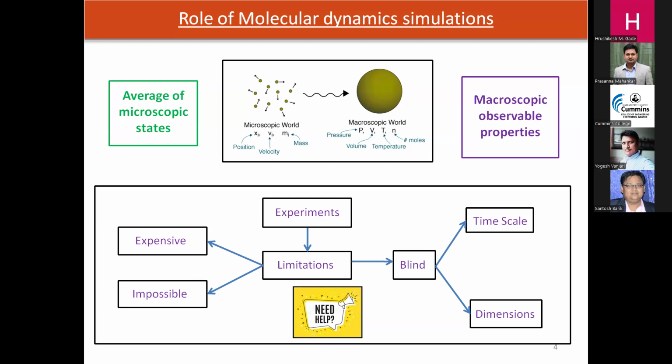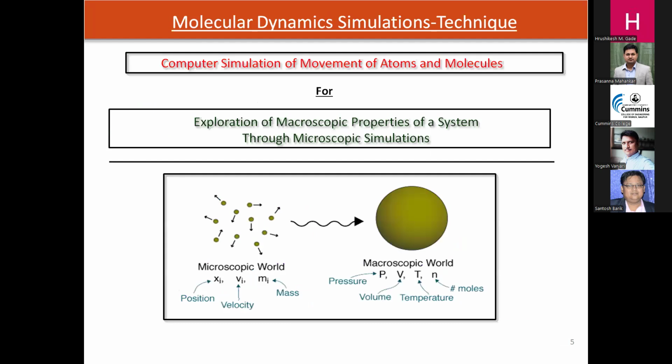Also, in terms of experiments, there are certain limitations, like limitations of time scale and dimension. We cannot look below certain dimensions without specialized instruments. Also, if we try to perform very high temperature or very low temperature experiments, there are limitations. But if we could translate those things into simulations, obviously we can have an idea about what happens in those conditions. That's one of the areas where computational techniques come in handy.